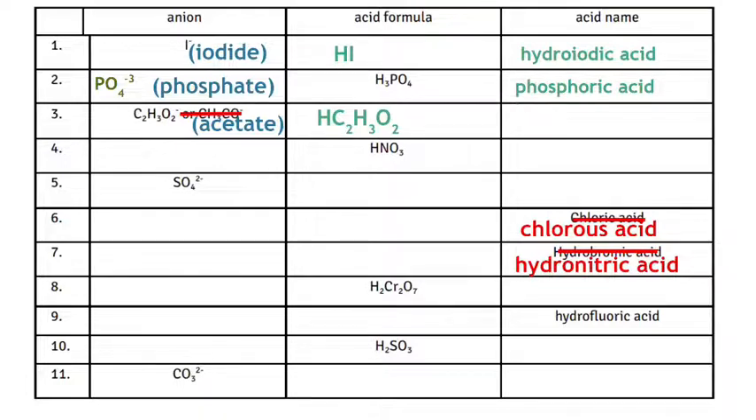And then once again, like our phosphate, it ends in ate, so we're going to change that to ic and add the word acid at the end. So this is acetic acid.